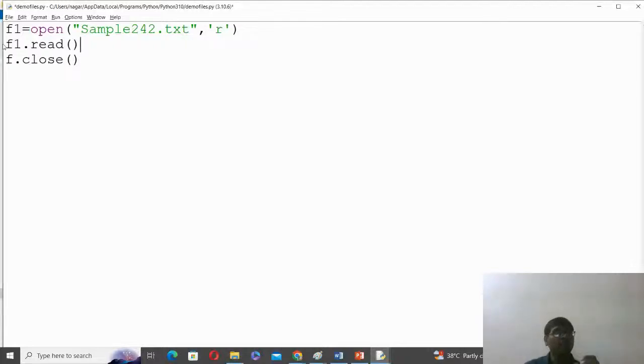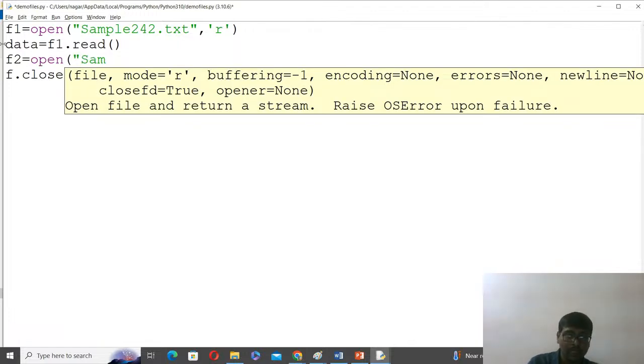Whenever you call read, I am reading the entire data. Assign it to some variable, for example data. What does data consist of? The entire information from the file. What is your aim? Whatever information is available in one file, copy it to another file. Now for the other file, f2 is equal to open of, suppose, 243.txt, in write mode.